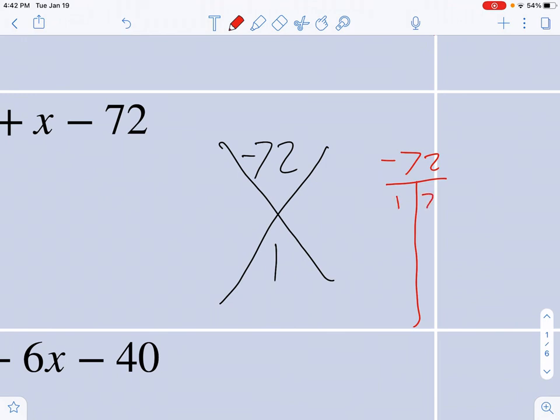So 1 and 72, 2 and 36, 3 and 24, 4 and 18, I believe.